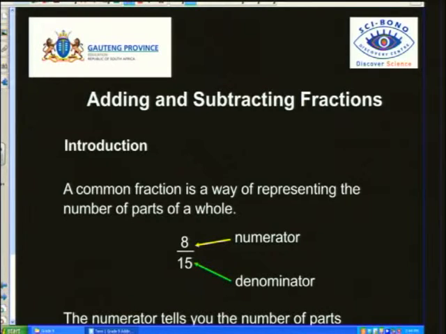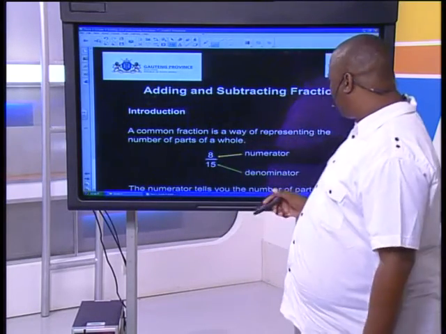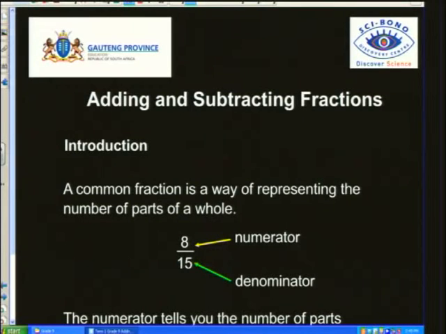What is a common fraction? A fraction is a way of representing a number of parts of a whole. We are taught in lower grades that a fraction is a part of a whole. Indeed, a fraction is a part of a whole, and it comprises a numerator and a denominator. So I've written 8 over 15. So your 8 is your numerator and your 15 is your denominator. And the whole thing makes up a fraction.